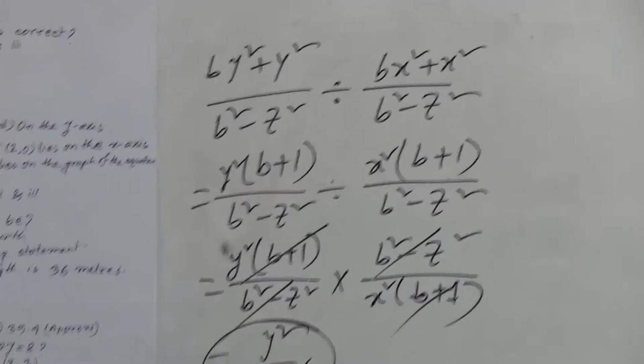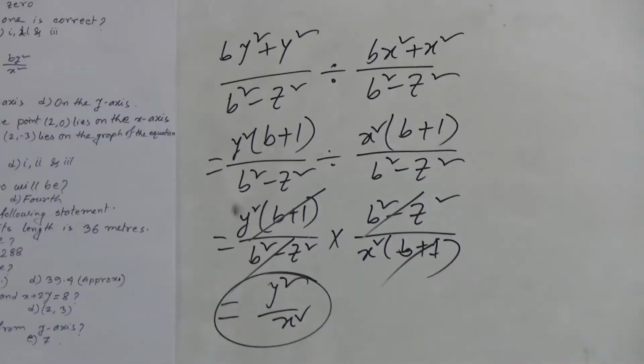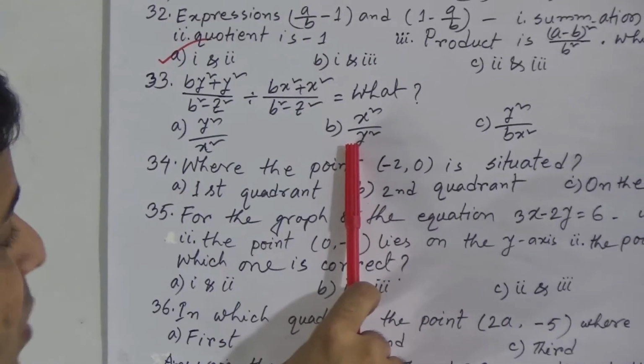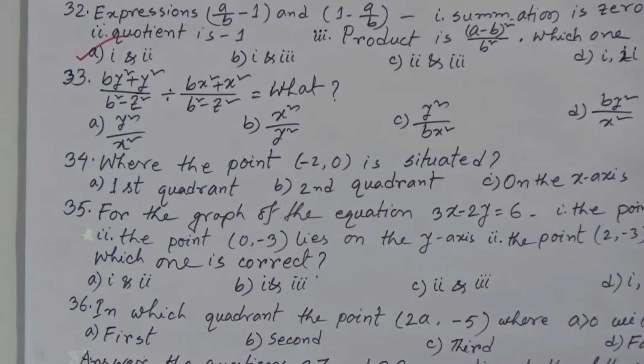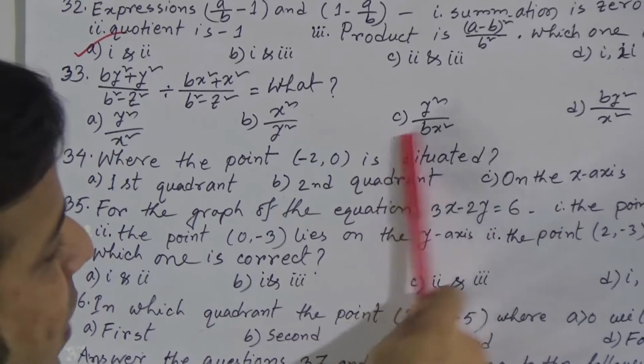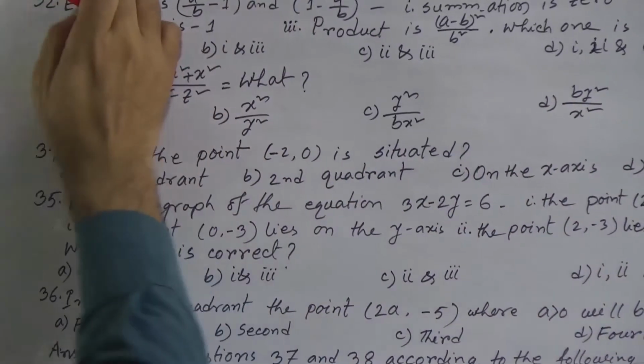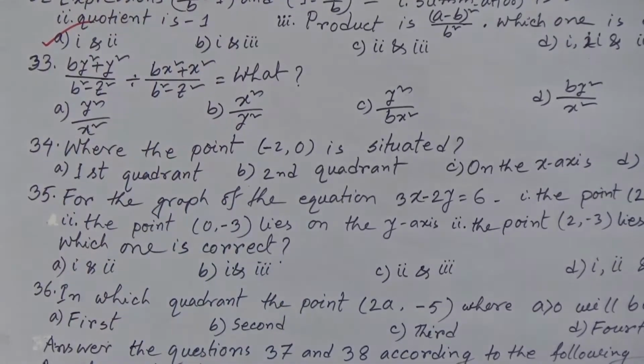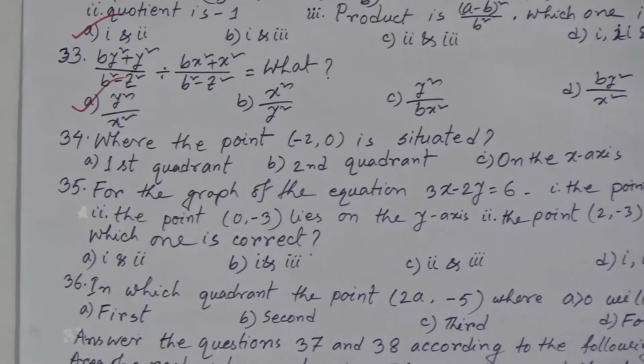Now, see, where is y square by x square? This is in the first one. Second one is x square by y square. No, that is y square by x square. Here is b. No, this one is not. Here is also b. So, this one is also not correct. So, we can say A is the correct answer.